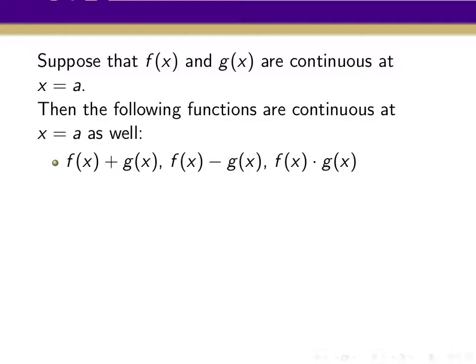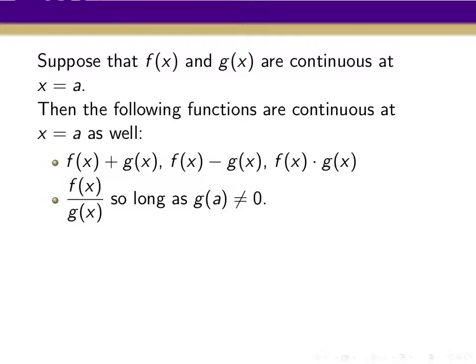What were the rules we could do? Well, we could add functions together, we could subtract them, and we could multiply them, and the limits all work out the way that we want them to, and so that's going to mean that these functions are all continuous as well. So you can add continuous functions together and get something that's continuous, you can subtract continuous functions from each other and get something that's continuous, and we can multiply continuous functions together and get something that's continuous.